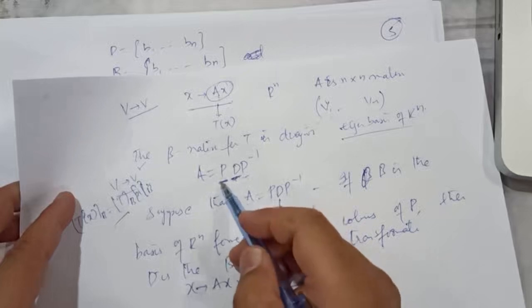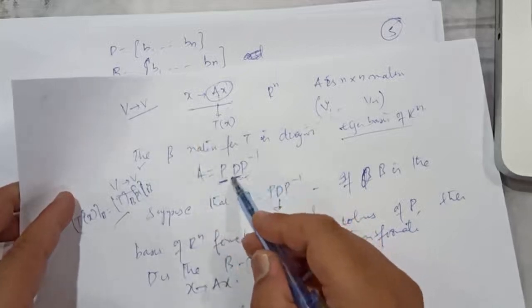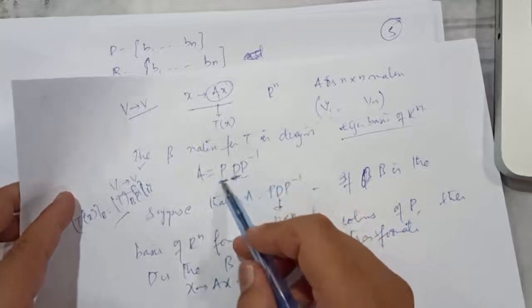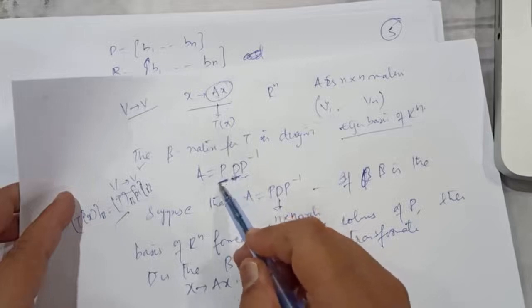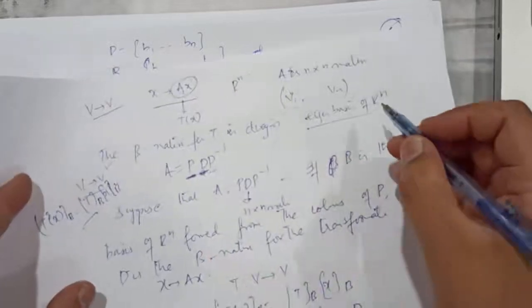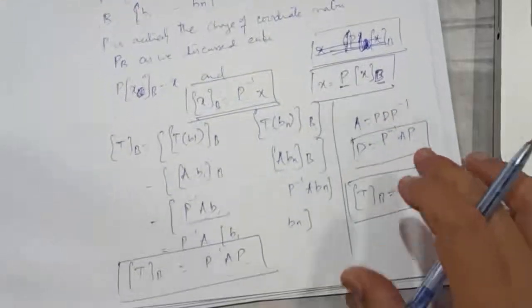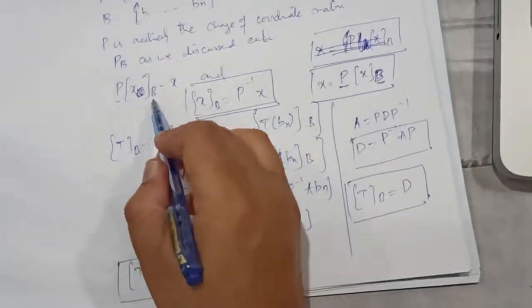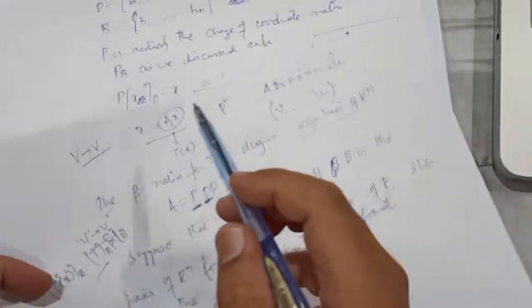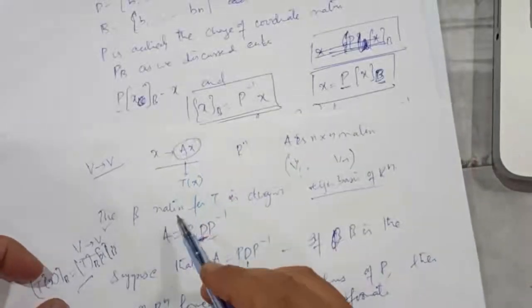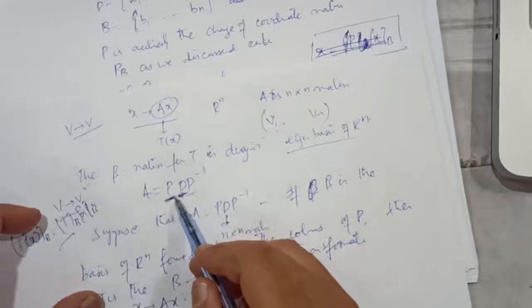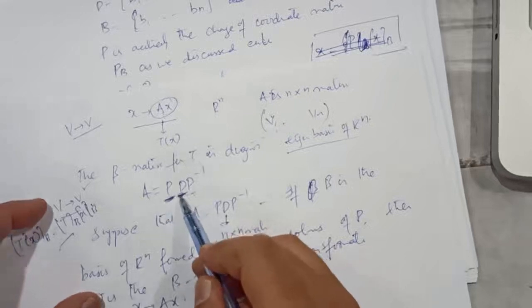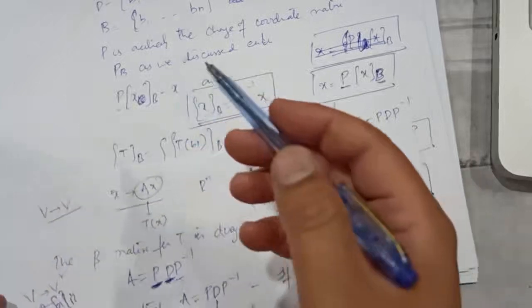There are two very important things. D is the beta matrix for the transformation from V to V, and P is the change of coordinate matrix, which transforms x to x of B. As I told you, P is the change of coordinate matrix for x of B. That's what we are going to prove: that if A is a matrix whose similarity transformation is P D P inverse, then P is the change of basis matrix and D is the beta matrix for T. That's what we are going to prove.